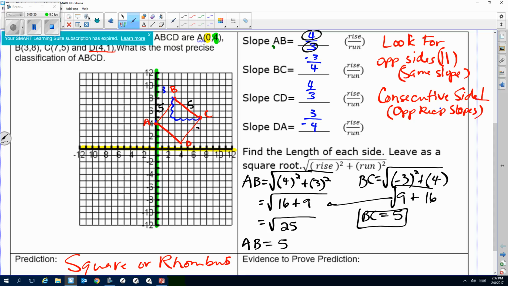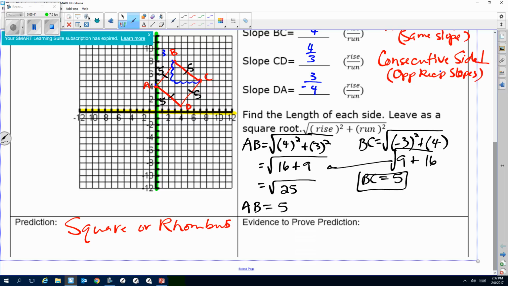I don't know if you can see that, but I went and put tick marks on there to show that they're congruent. So I know we have 4 congruent sides. Well, square still works, rhombus still works, but a square is different than a rhombus, okay? A square is a rhombus, but a rhombus is not a square.